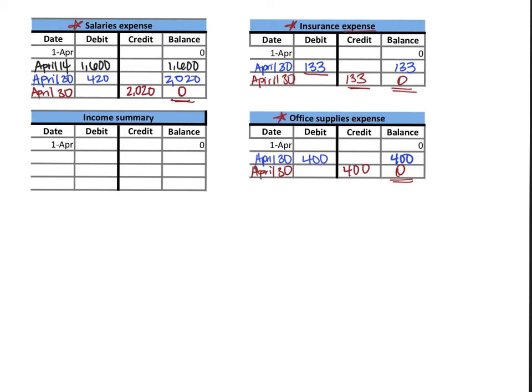Okay, that's what I did in that previous journal entry, but I did forget to come over here and post the impact of these into my income summary account. So my first journal entry had revenues going in. My total revenue was $9,750 coming into that account. And then my second journal entry that we worked on just now is a total of all my expenses.